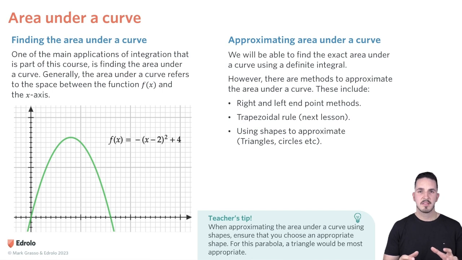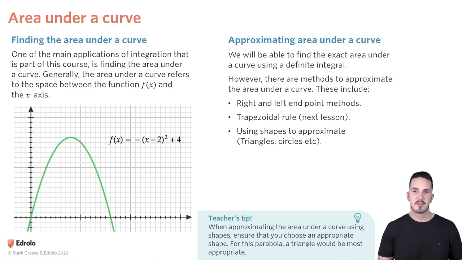So what does it mean when we approximate? Well, we'll be looking to find what shape or shapes could be used to approximate the area under a particular curve. In this case, we have a parabola. We could potentially use rectangles. We could also use a trapezium or a triangle, or if you like, a rectangle and half a circle, geometrical shapes. But in this session, we'll be looking at right and left endpoint methods. One thing I do want to mention is that when you are approximating the area under a curve, you want to ensure that you choose an appropriate shape. Otherwise, the estimate will be quite different compared to something a little more accurate.